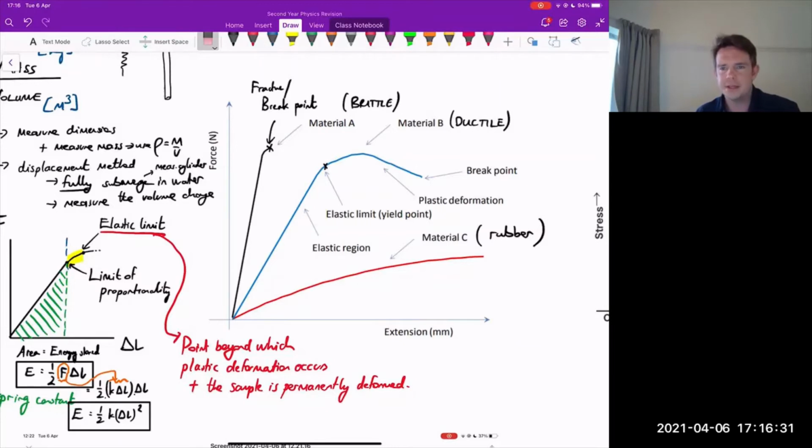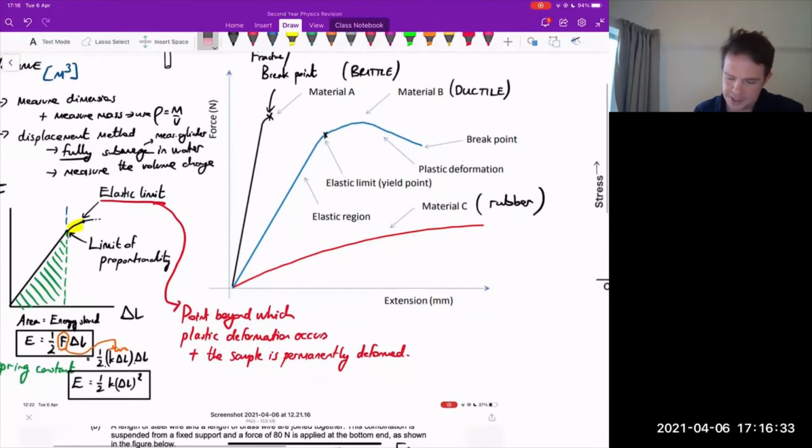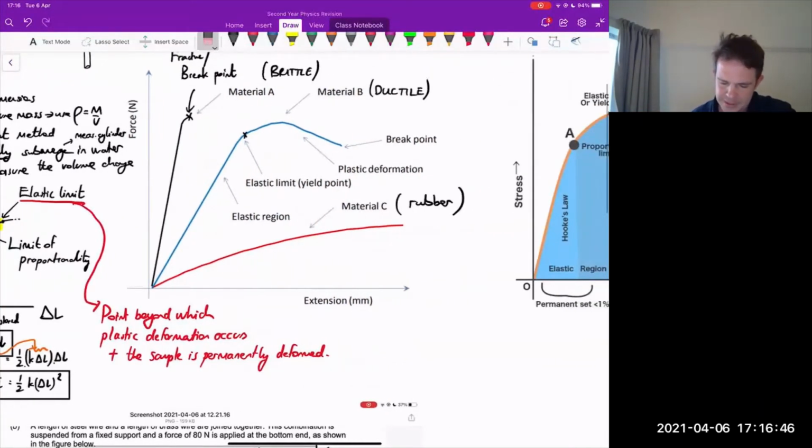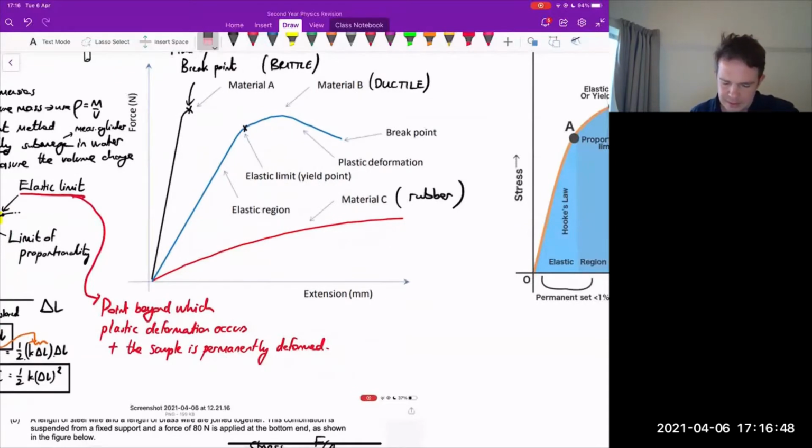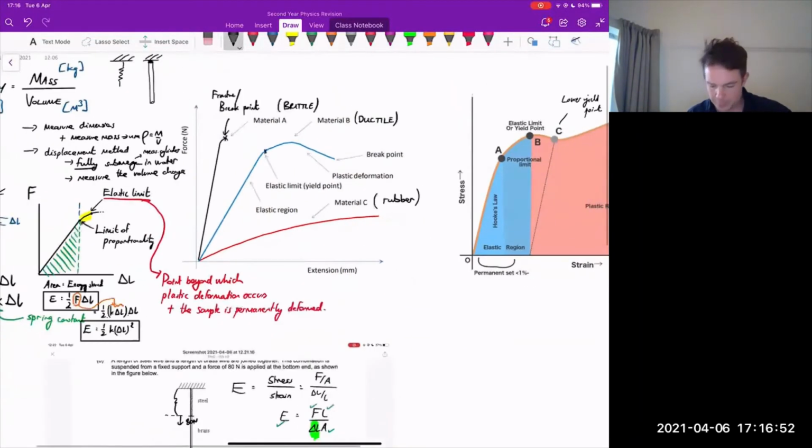Sorry, I'm just checking something. The reason for the form of this curve usually has to do with the molecular makeup or structure of the material. So rubber typically doesn't obey Hooke's law, or plastic.